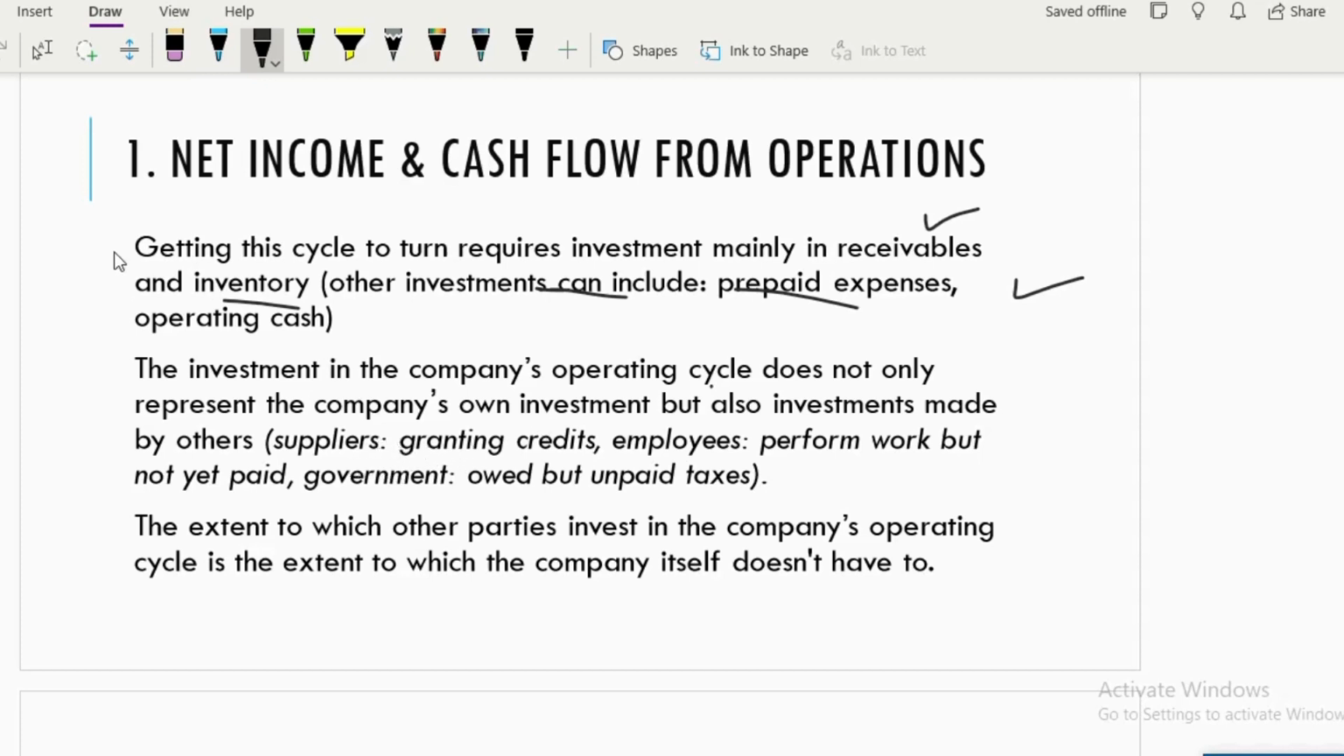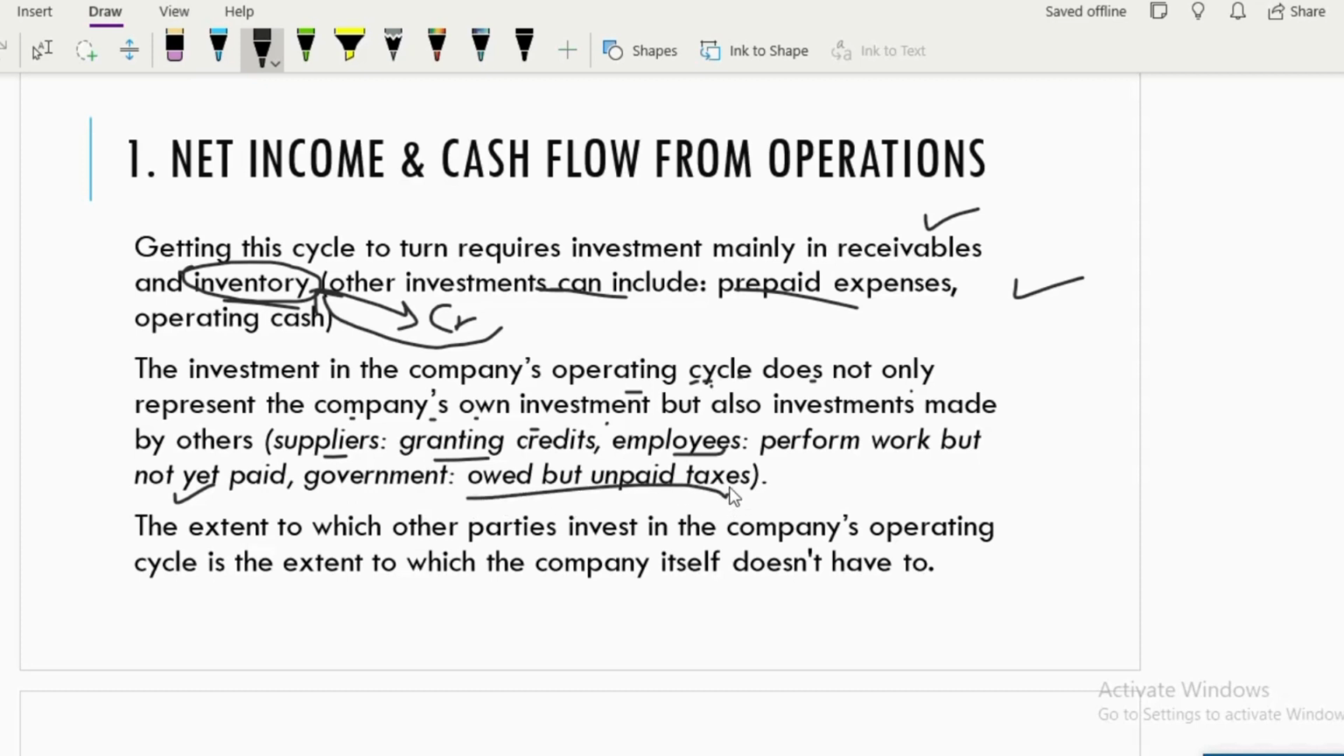How do they help you out? This inventory which you are considering here, purchase, maybe the supplier will give you the credit time for this. You don't need to pay immediately for it, so the creditor money will be blocked on this inventory, right? Supplier money will be blocked on this inventory. So the investment in the company's operating cycle does not only represent company's own investment, but this is also the investment made by suppliers. Then employees do not charge you in advance. They wait for the month end and then they get their money. Sometimes their salaries are also payable, so employees are also contributing.